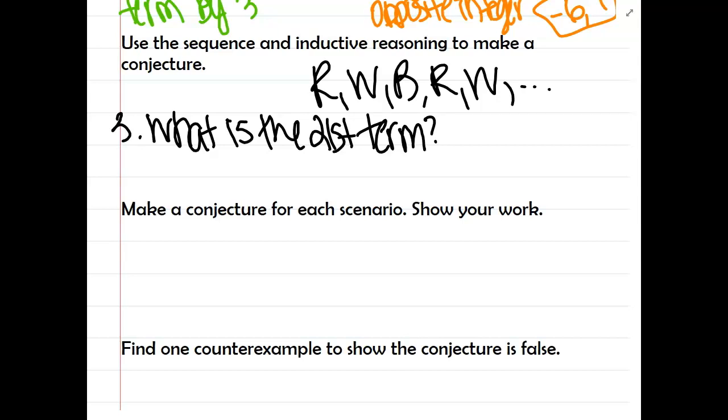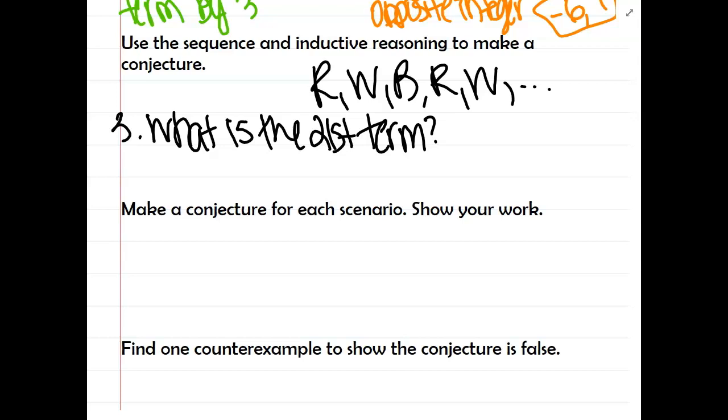Okay, so I see my sequence RWB, RW. I can kind of develop that. What do we think the pattern is? If you were to guess. RWB, RWB, RWB, RWB. And I could list it out to the 21st term, but how am I going to know? What do you think the 21st term would be?